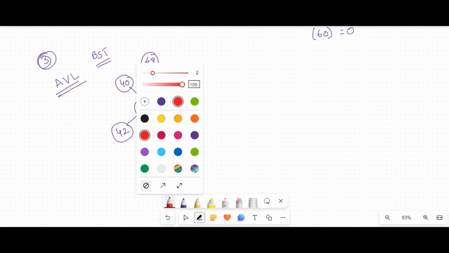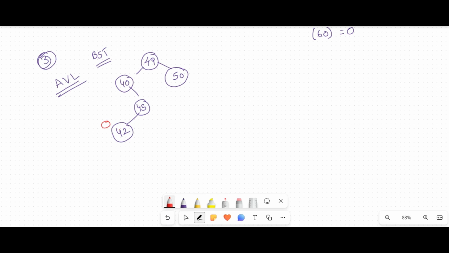Okay. So what I said, for leaf nodes, balance factors directly write down 0. For 45, what is the left subtree? This is the left subtree. Left subtree height is 1. There is no right subtree, 0. So 1 minus 0, here it is 1. Next for 40, no left subtree, so assume it as 0. Right subtree means it is not like this. Okay, see, this is the entire right subtree for 40. So this right subtree height is 2. So that's why here 0 minus 2, it is minus 2.